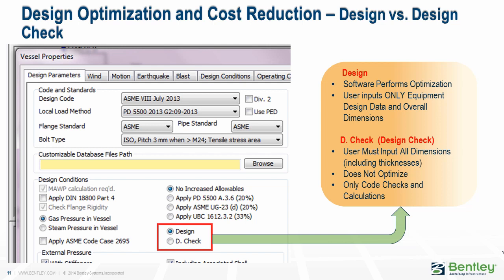The D-Check option is used to check an existing design in which the software does not optimize the design but performs only code checks and calculations to ensure the design meets code requirements and alerts the user regarding any deficiency with error messages and warnings.